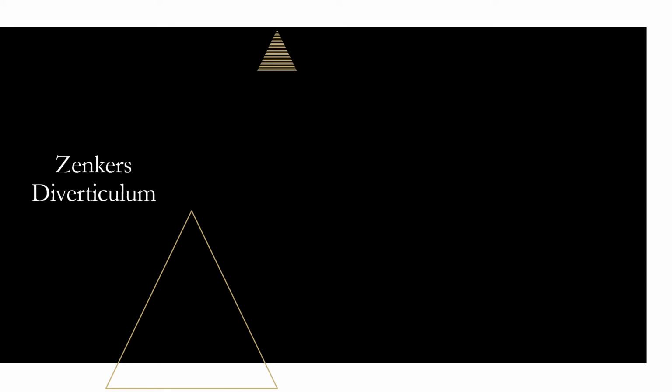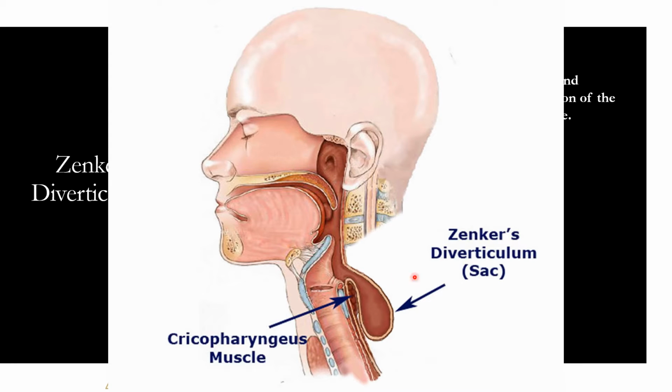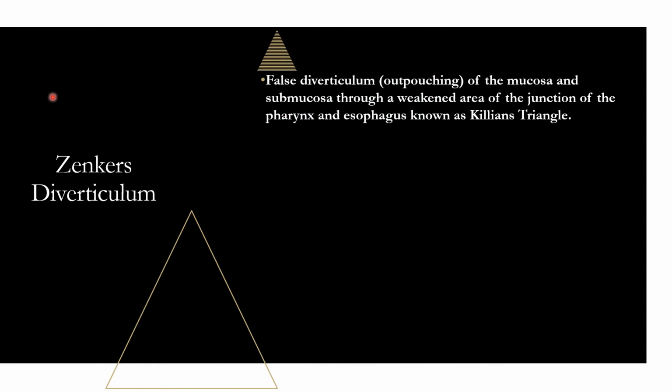Now moving on to Zenker's diverticulum. Zenker's diverticulum is going to be this false diverticulum or outpouching of the mucosa and submucosa through a weakened area of the junction of both the pharynx and the esophagus, which is known as Killian's triangle. So remember that term, Killian's triangle. This is what it's going to look like. So you have where the pharynx and the esophagus are meeting here. This is the weakened area here, the Killian's triangle. And then you have this outpouching coming from the posterior edge of the esophagus, which could potentially collect food, lead to dysphagia, which we'll go over in a minute. But that's what that looks like with a patient that has Zenker's diverticulum.